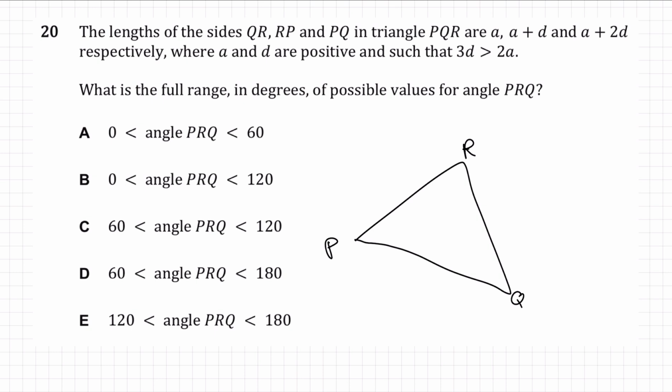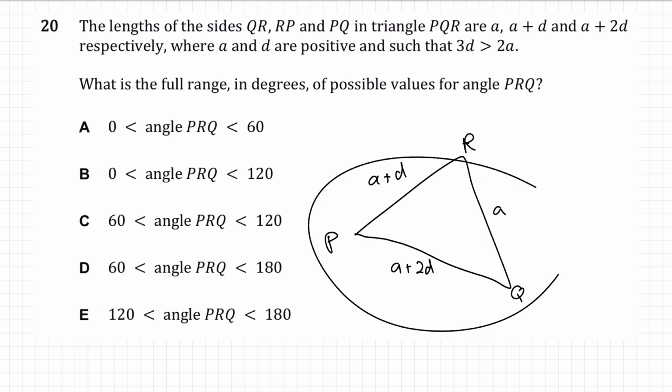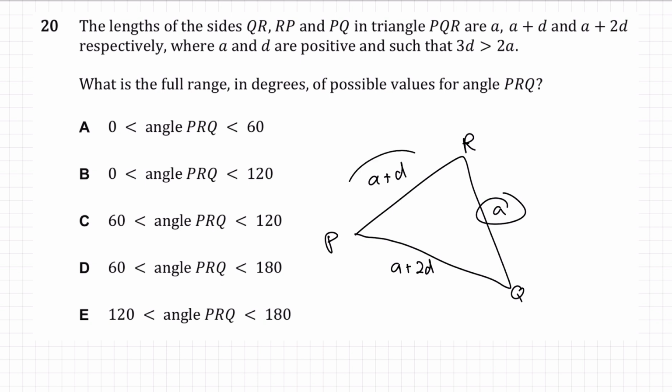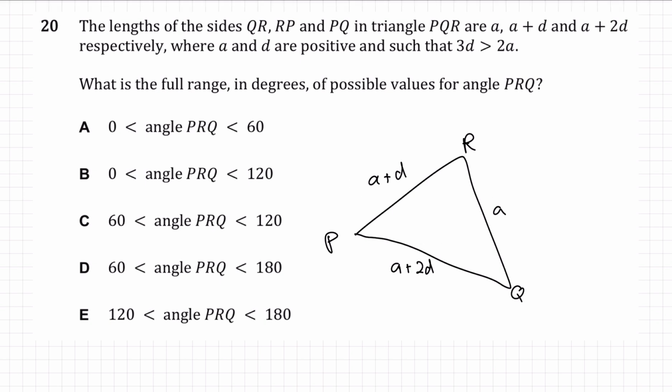And we're told side lengths QR is a, RP is a plus d, and PQ is a plus 2d. So the side lengths are an arithmetic progression. This actually is completely off scale because this should be a shorter length than this, but it will do for now. And we're asked to find the full range of degrees or possible angle measurements for the angle PRQ, which is this angle here.